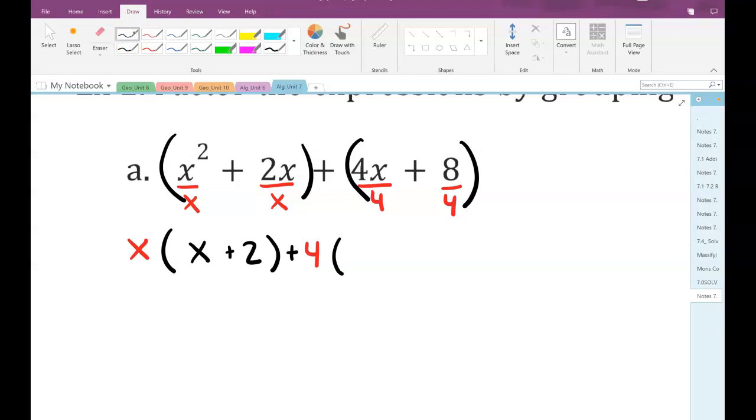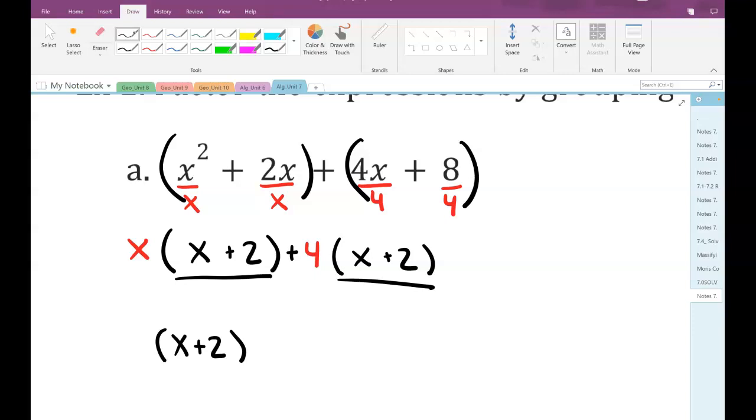Factored out of 4. And then 4x divided by 4 is x. 8 divided by 4 is 2. All right, so now we can look. We have two terms that are identical, x plus 2 and x plus 2. This is what we would call a factor. What we do with this factor that matches, the 2 becomes 1. So we just write one pair of x plus 2. That's one of our factors.